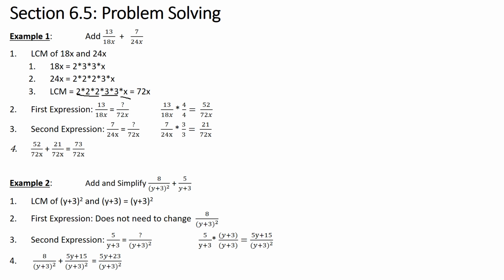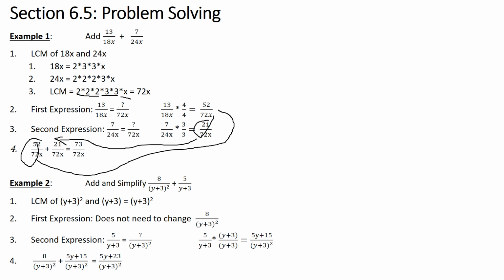Well, that's 4 over 4. 13 over 18x times 4 over 4 is 52 over 72x. There's my first part. And my second part, 7 over 24x, to get 72x I'm simply multiplying times 3 over 3. 24 times 3 is 72, so 72x, and 7 times 3 is 21. So 21 over 72x, and there's the second part. And 52 over 72x plus 21 over 72x is 73 over 72x. That's our final answer.